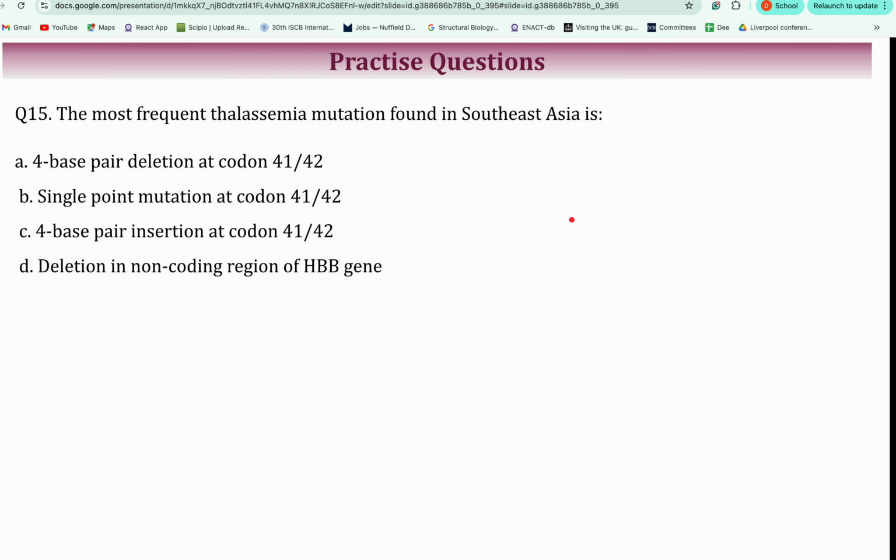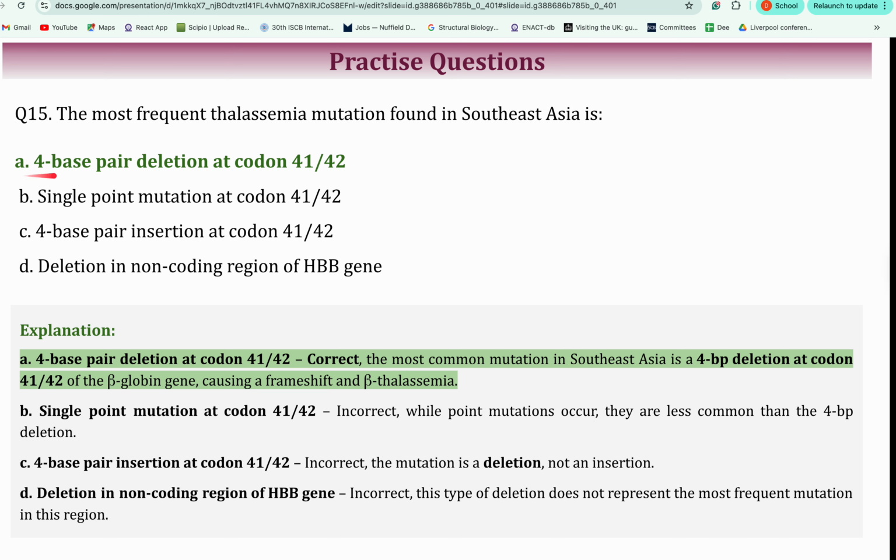Okay, now let's see. So the right answer is option A, that is 4 base pair deletion at codon 41/42. This is the most common mutation in Southeast Asia, and it is a 4 base pair deletion at codon 41/42 of the beta globin gene, which causes a frameshift and beta thalassemia.